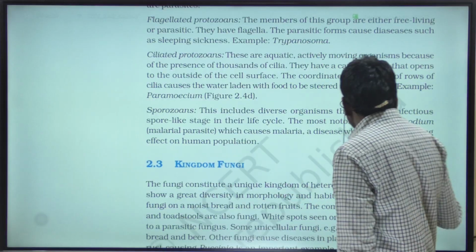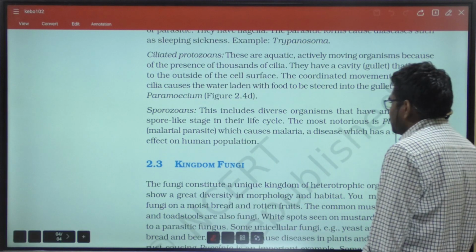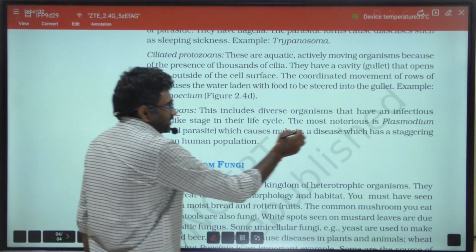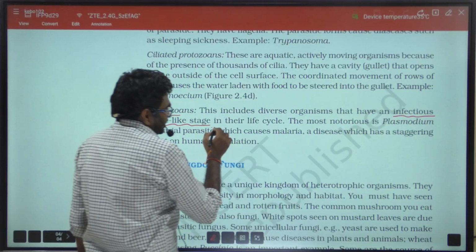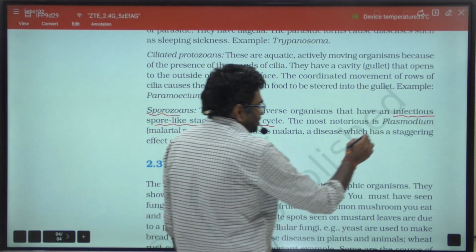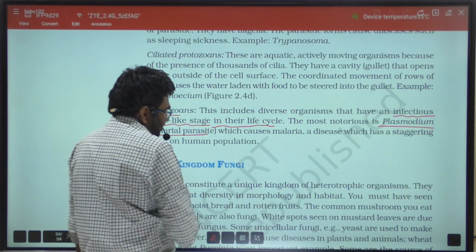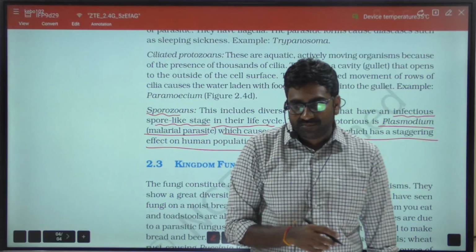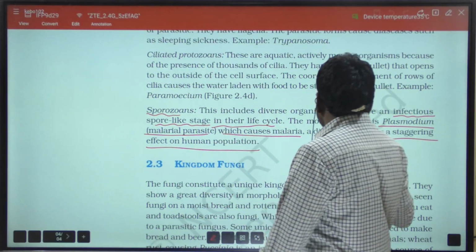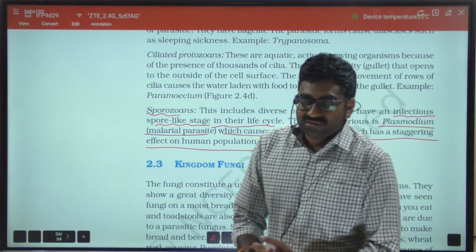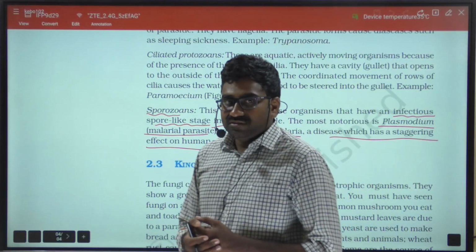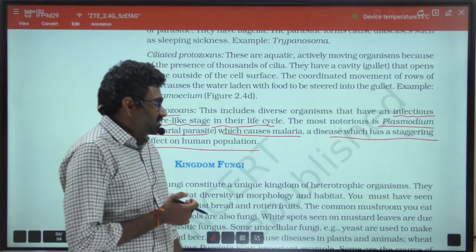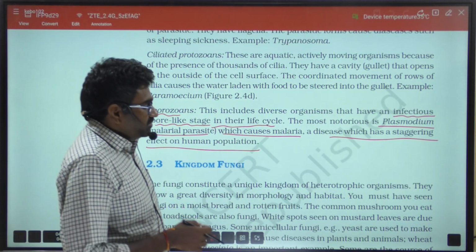And next, sporozoans. Very important, sporozoans. Sporozoans include diverse organisms that have an infectious spore-like stage in their life cycle. The most notorious is Plasmodium, that is the malarial parasite which causes malaria, a disease which has a staggering effect on the human population. So you had already studied sporozoans in the first year of your zoology, right? There you studied in detail about the life cycles of Plasmodium vivax in man and mosquito, right? So this is about the protozoans.